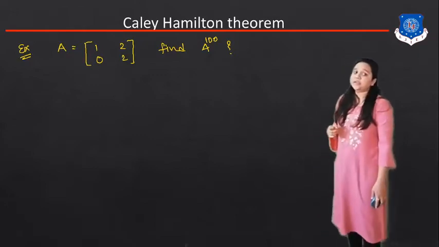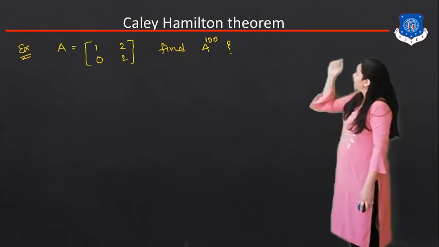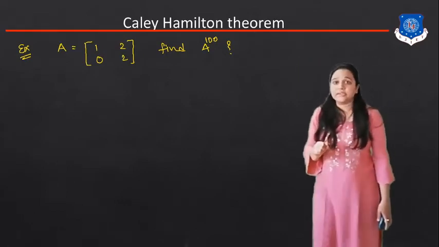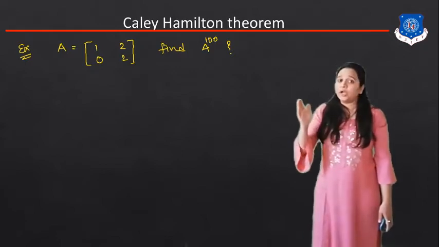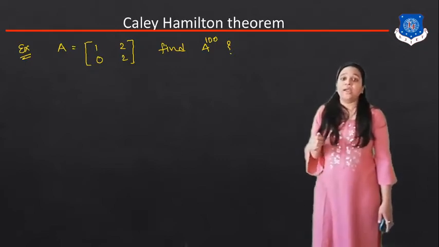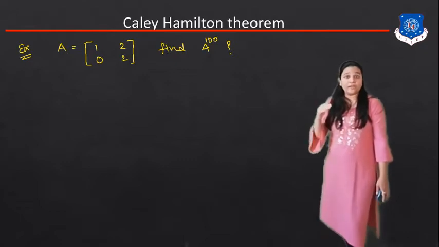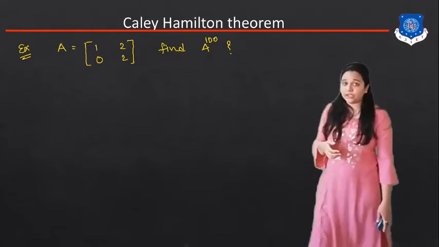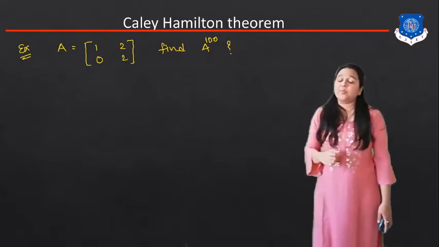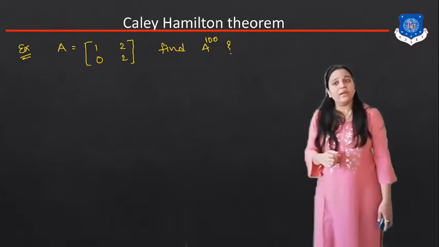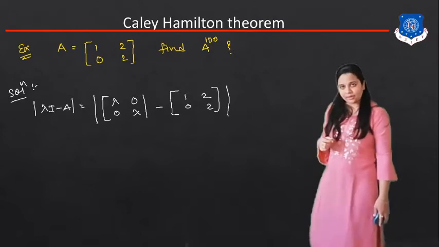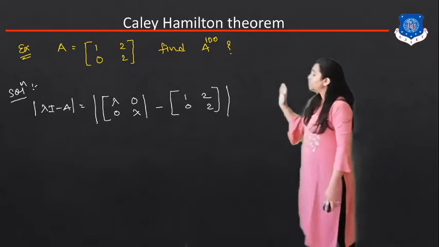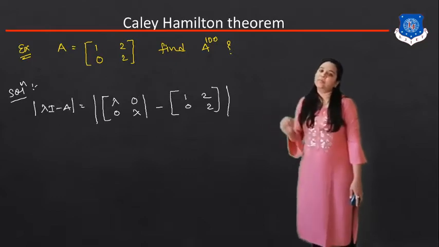Let's take an example. In this example a 2 cross 2 matrix is given. A is equal to [1 2; 0 2], and we have to find the value of A raised to 100. Now how do we find A raised to 100? Our first step is to find the roots of this matrix. The equation to find the roots is the determinant of lambda I minus A.